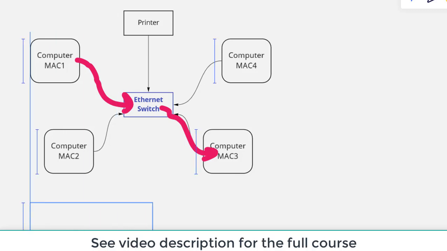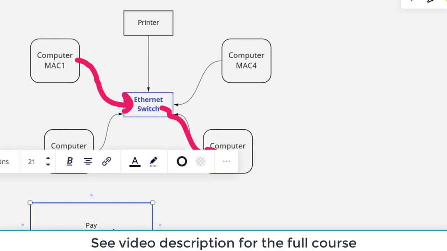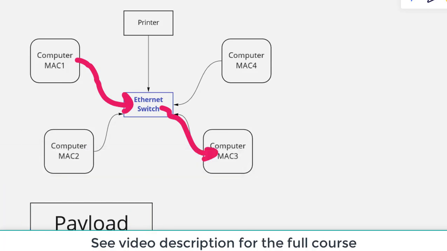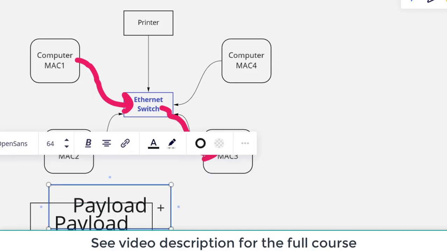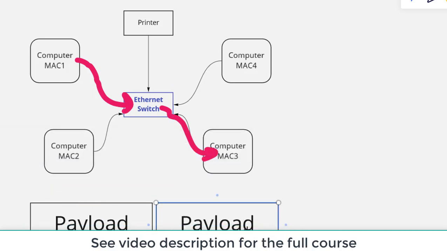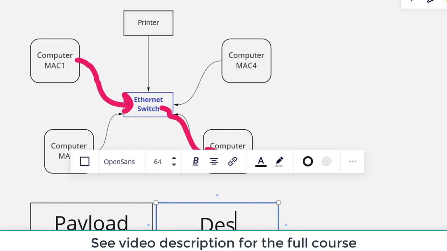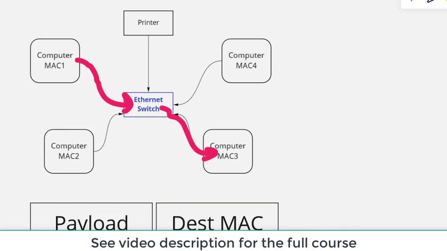Number one, the frame is going to have its payload. And when we think payload, we are thinking about all of the data, right? So if there's data that's being sent from one location to another, or a request that's being made, or maybe a document that's being shared, that's the payload. Then in front of the payload, we are going to have some addresses. We're going to have a destination MAC address. That's the machine that this frame is going to. And then we're going to have a source MAC address. And the source MAC address is the machine that the frame is coming from.